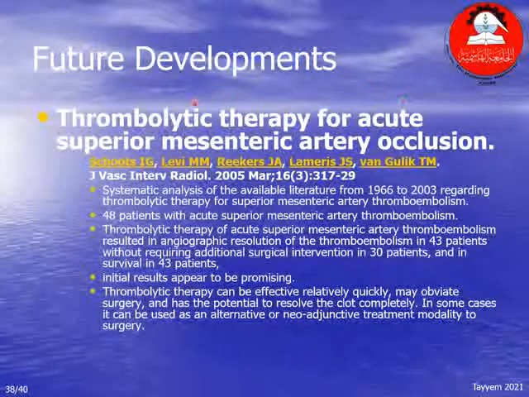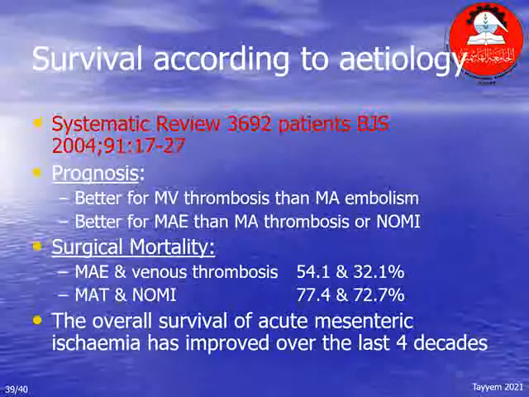Future development: thrombolytic therapy for acute superior mesenteric artery thrombosis. And this slide will just summarize the survival for different causes of mesenteric ischemia. The prognosis is usually better for mesenteric venous thrombosis compared to mesenteric artery embolization, and mesenteric artery embolization has a better prognosis compared to mesenteric artery thrombosis or non-occlusive mesenteric ischemia.